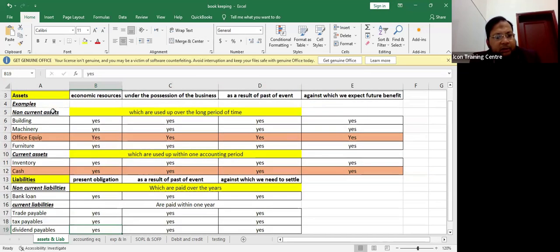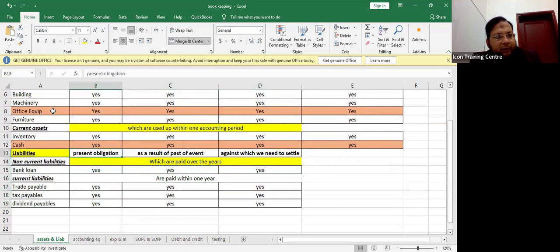Now, the second concept is liability, and liability is defined under the IASB framework as our present obligation as a result of past event against which we need to settle the liability. So if all these three criteria are met, we will recognize it as a liability. If any one is missing, we will not recognize it as a liability. Now we have two types of liabilities. One is called non-current liabilities and another one is called current liabilities. Non-current liabilities are those which are paid over the period of years, 10 years, 5 years, like bank loan, right?